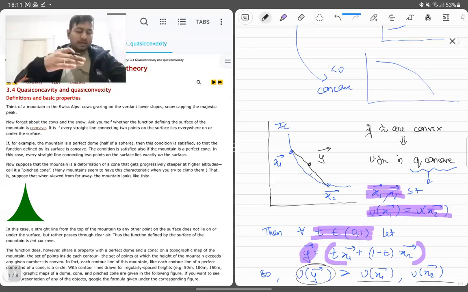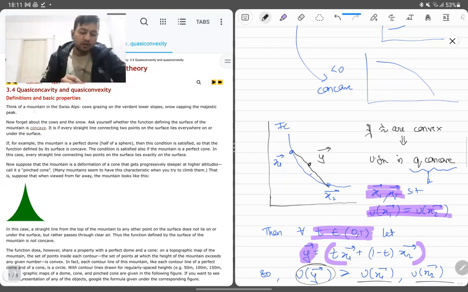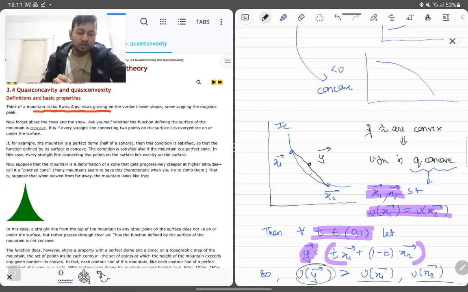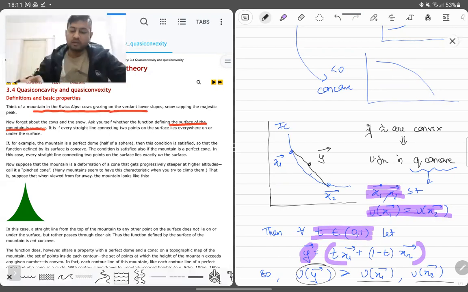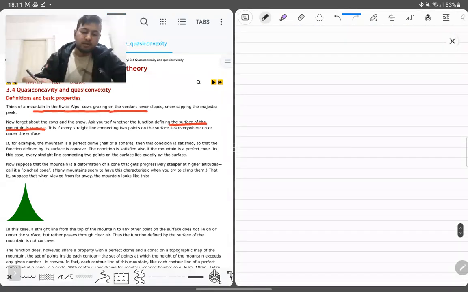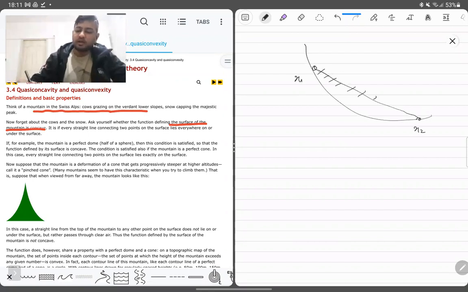Now we are going to look at the actual mathematical definition, properties, theorems, all those things. So quasi-concavity. Think of a mountain in the Swiss Alps, cows grazing and all that. Now forget about cows and snow and ask whether the function defining the surface of the mountain is concave. What does it mean for a surface to be concave? A concave surface means that if I connect any two points x1 and x2 on the surface, the connecting line segment always lies below the surface.